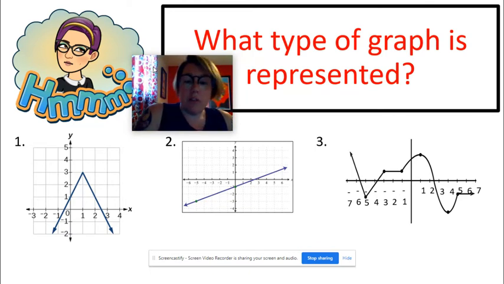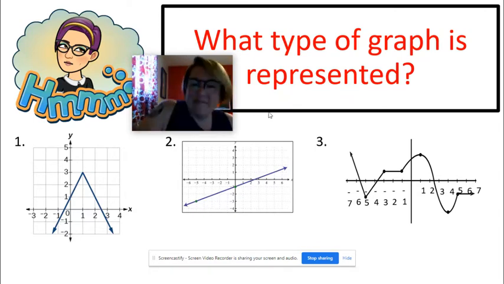But we have 3 examples here, number 1, number 2, and number 3. All you need to do is tell me what type of functions these are. And I'm going to go ahead and move on, but to answer this question, obviously, you can just pause your video, right?